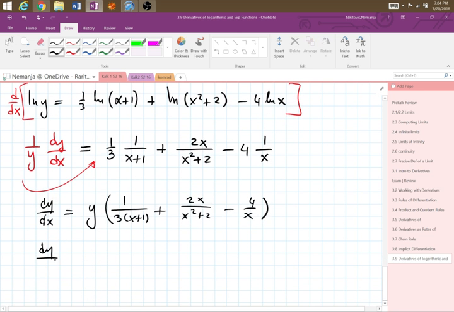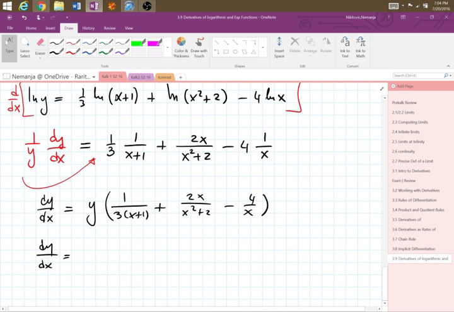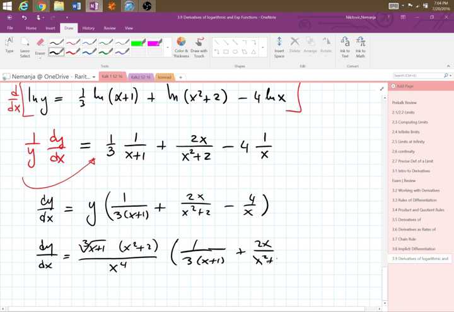So dy/dx is equal to, now what was y? It was the cube root of (x + 1) times (x squared + 2) divided by x to the 4th, times 1 over 3(x + 1) plus 2x over x squared + 2 minus 4 over x, and that is the derivative.